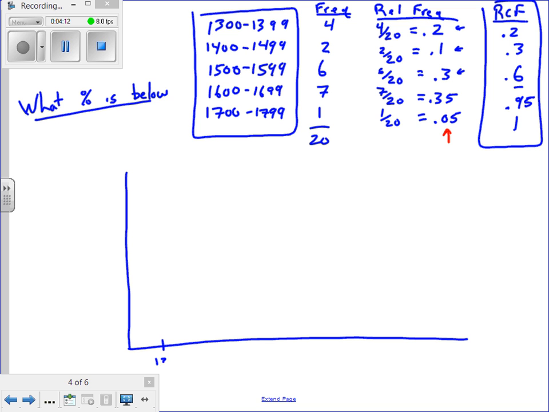Right, so let's go ahead and get this thing started. So I'm going to do my bins, the starting point of each bin. I know one of the histograms yesterday had the midpoint, but this is going to be a lot easier for us. All right, so go ahead and we'll label our axes.